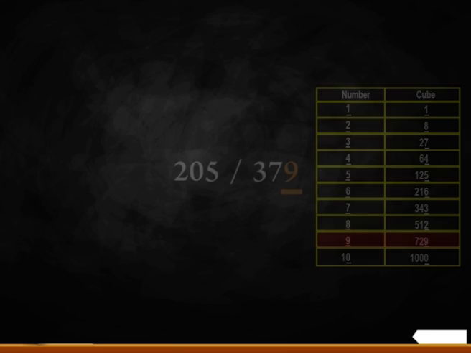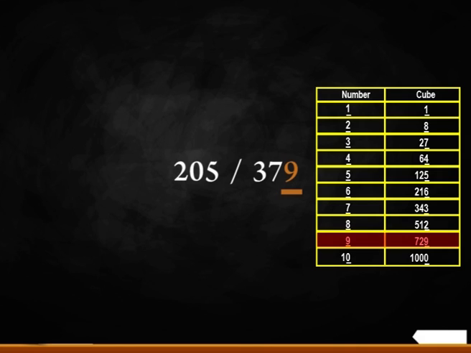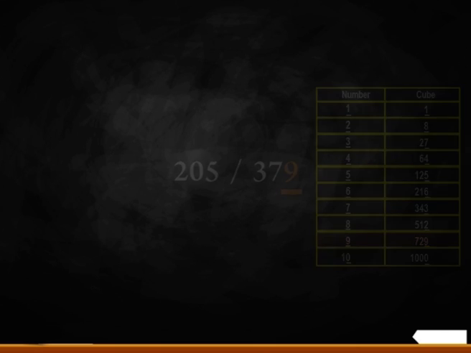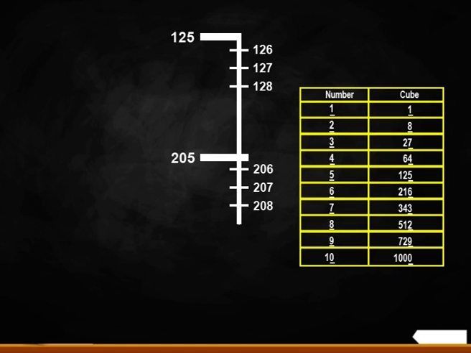As you can see, the number itself ends in 9. Therefore, the cube root also ends with a 9. At this stage, the answer is 9, which is the right hand part of the answer. For the left hand part of the answer, we have to consider the number which is lying on the left hand side of the slash. The part to the left of the slash is 205. It lies between the perfect cubes 125 and 216.